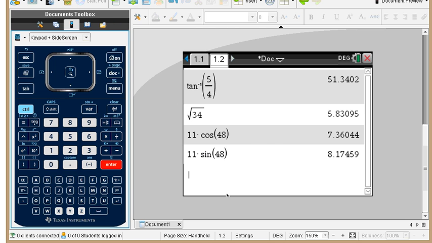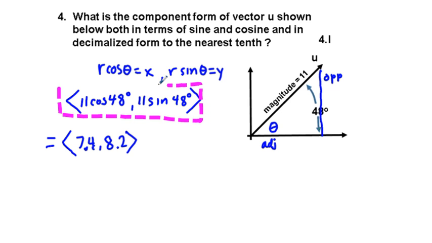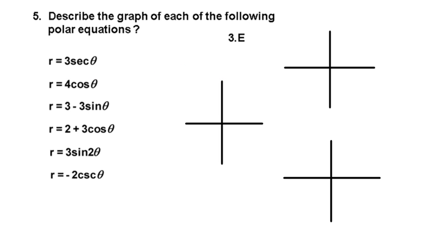So we go to our graph here. The x value is 7.4 to the nearest tenth, and then 8.2. And then if we went and took the magnitude of these vectors, we would find them to be 11, okay, as a check.